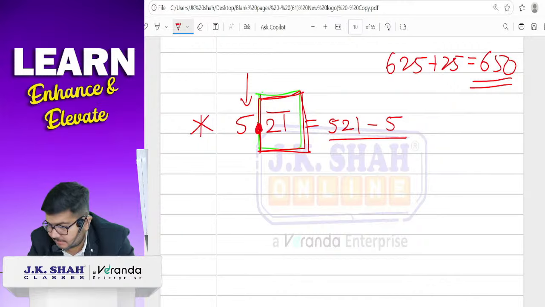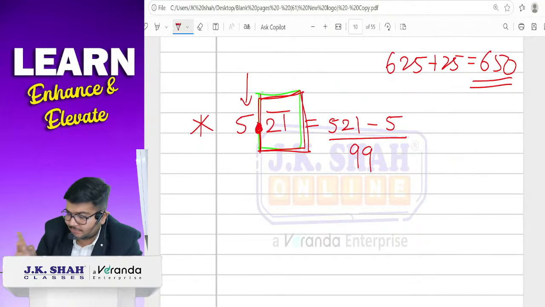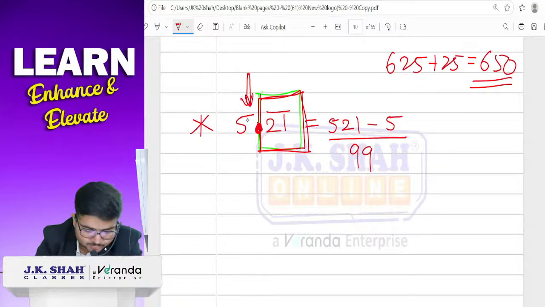21 bar. Now for figuring out the denominator, you will focus on 21 bar. How many numbers are repeating? Sir, two numbers are repeating. Which numbers? 2 and 1. Two numbers are repeating, so I will be putting 2 9s. Sir, how many numbers are not repeating? There are no numbers which are not repeating, so I won't be putting any 0. Sir, 5 is not repeating. Now you don't have to consider 5 while figuring out the denominator.